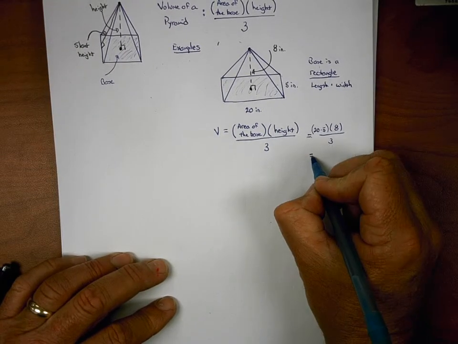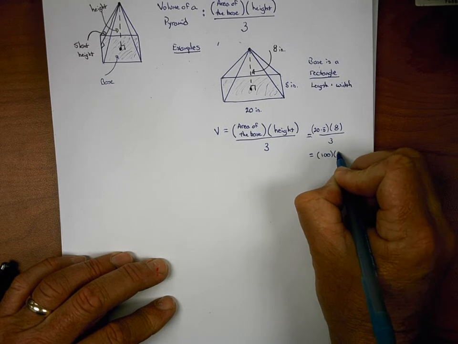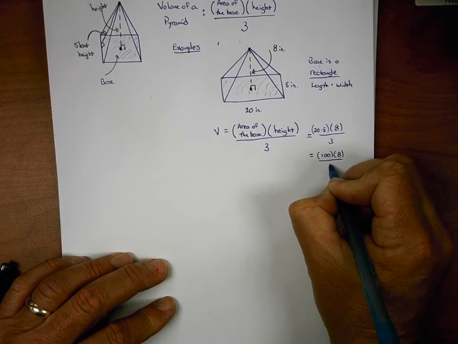So let's go ahead and work that out. What's 20 times 5? That's going to be 100. Then I'm going to go 100 times 8, and then I have to divide by 3.